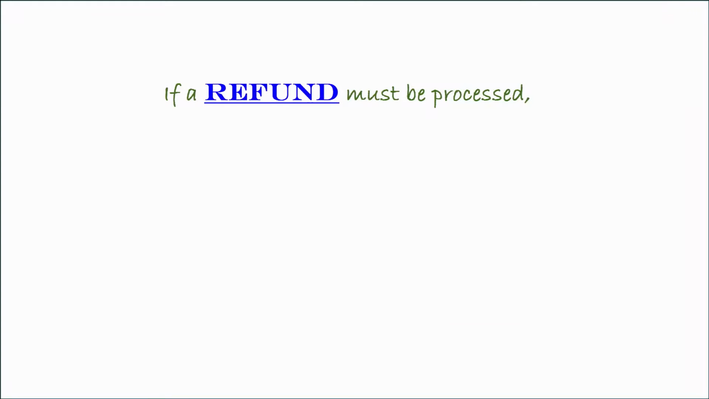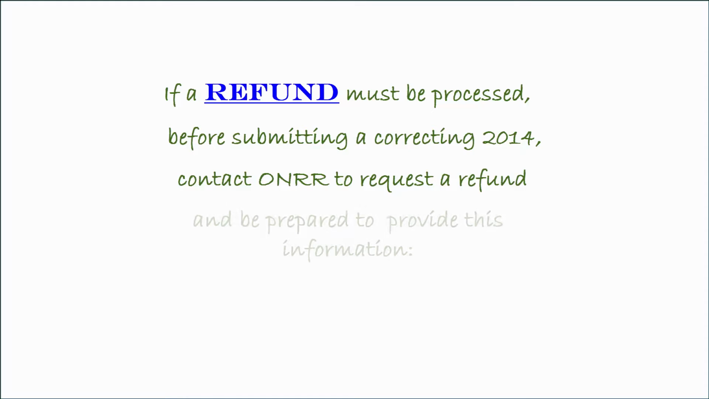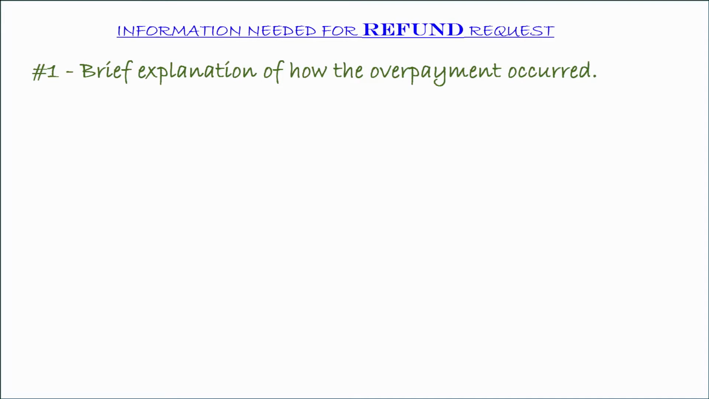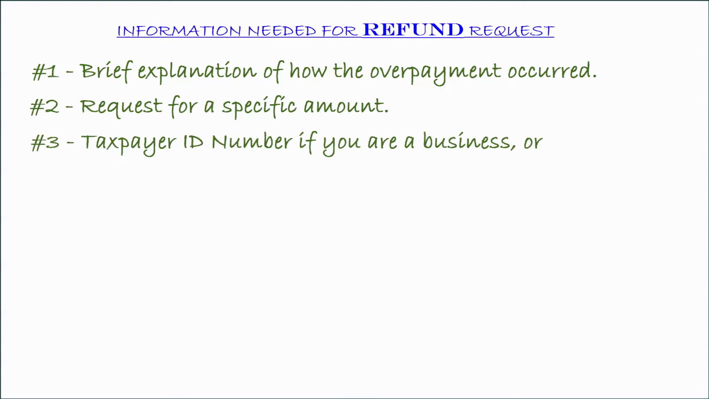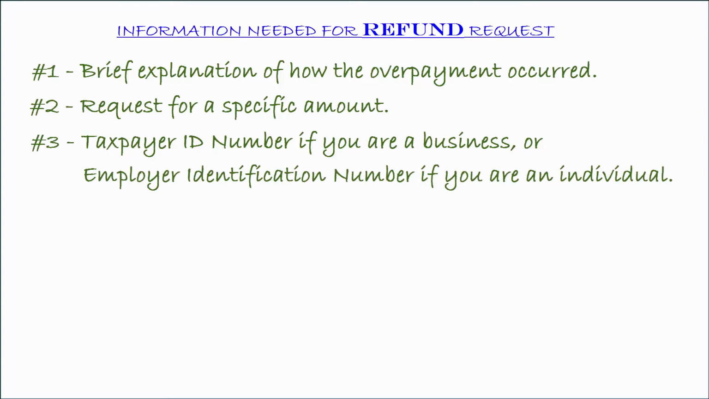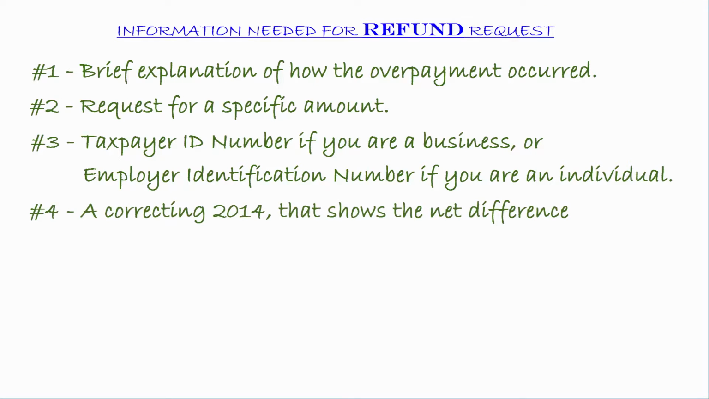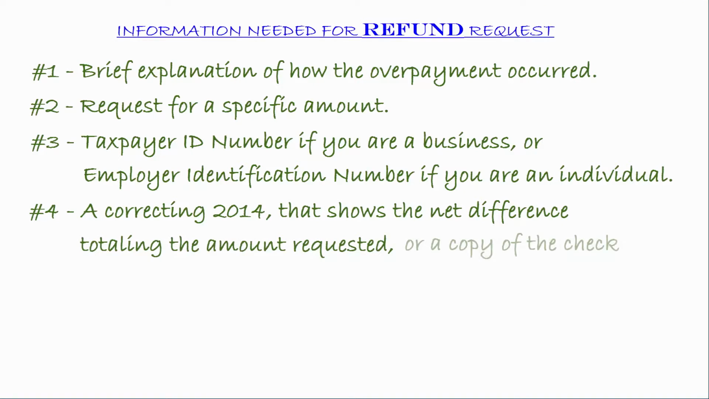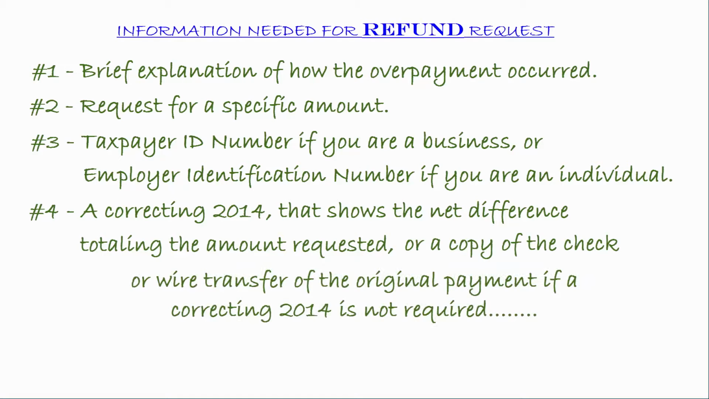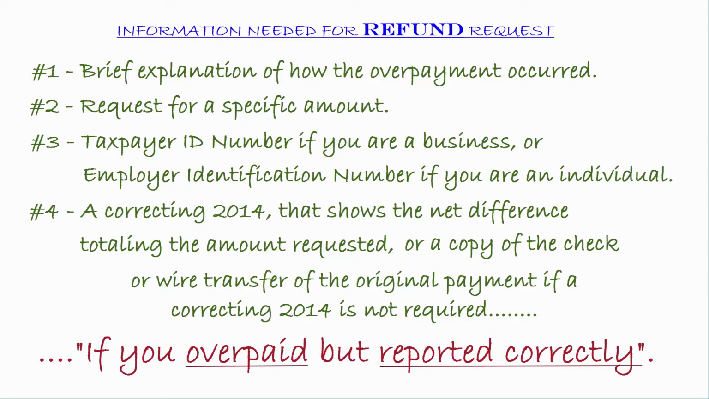If a refund must be processed before submitting a correcting 2014, contact Honor to request a refund and be prepared to provide this information. Brief explanation of how the overpayment occurred. Request for a specific amount. Taxpayer identification number if you are a business, or employer identification number if you are an individual. A correcting 2014 that shows the net difference totaling the amount requested, or a copy of the check or wire transfer of the original payment if a correcting 2014 is not required, if you overpaid but reported correctly.